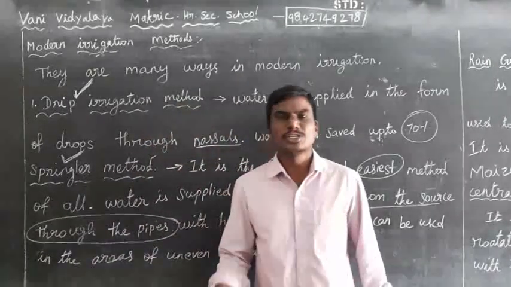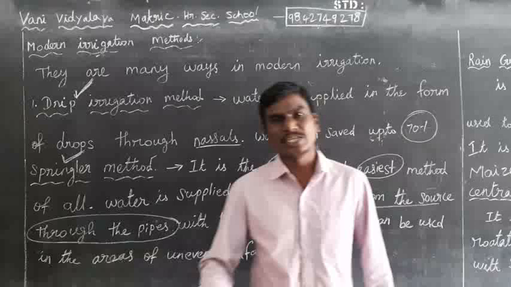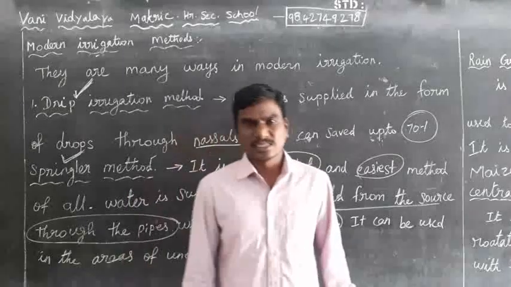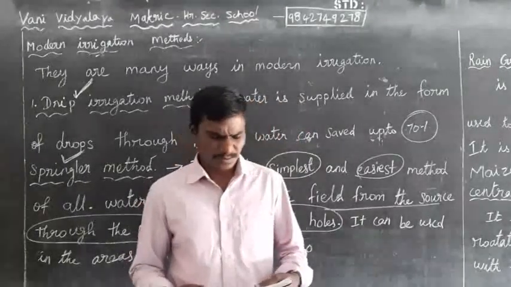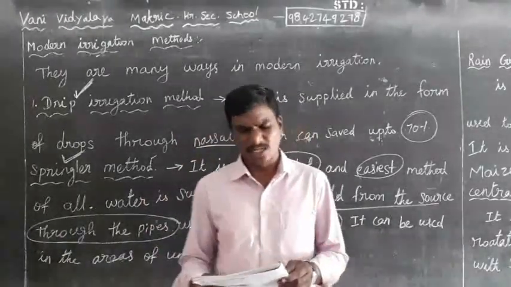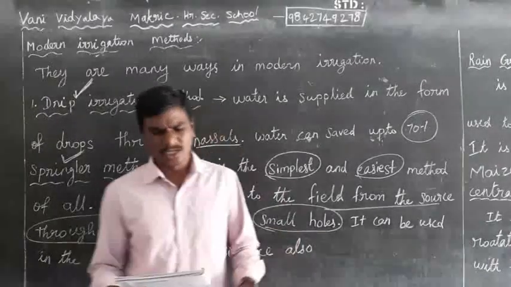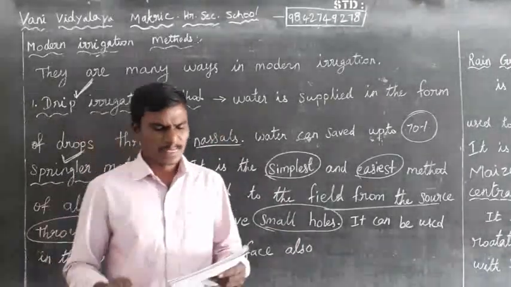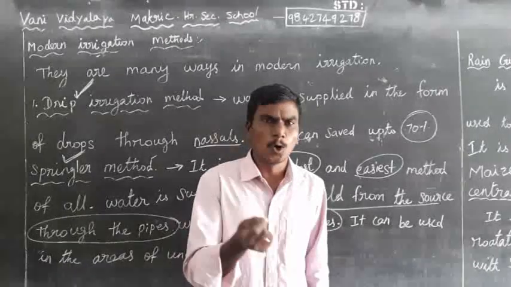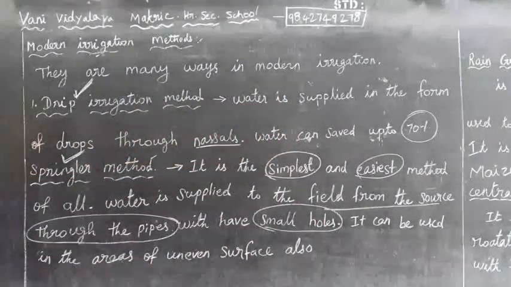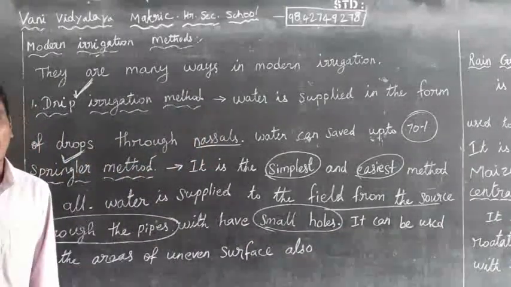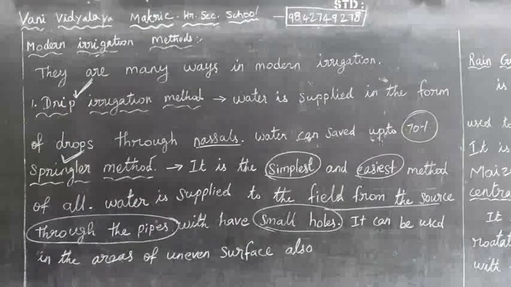This method is also used on uneven surfaces, like hilly areas. The sprinkler method is the simplest and easiest method of all. In this method, water is supplied to the field from the source through pipes with small holes. Through the pipe and small holes, it can be used in fields with uneven surfaces.